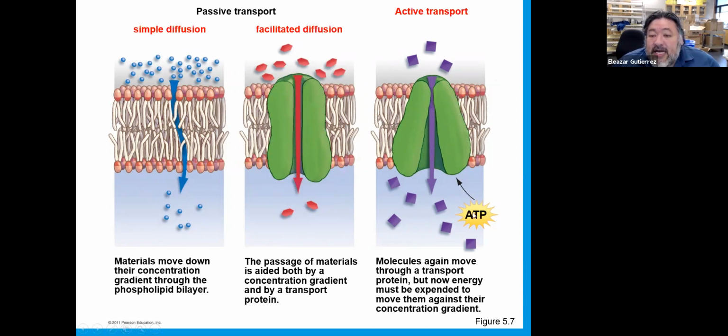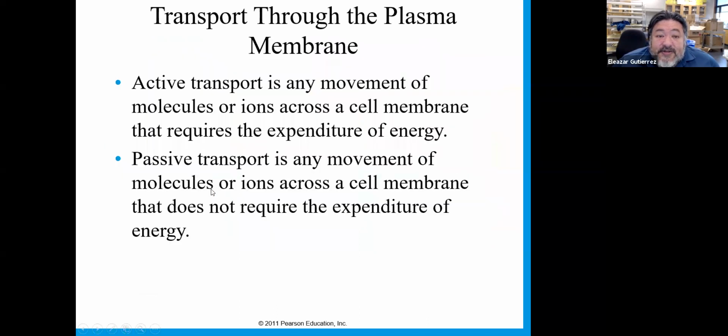Okay. In active transport, molecules move through a transport protein, but now energy must be expended to move them against their concentration gradient. Really, we've covered everything that's important about this. Okay.